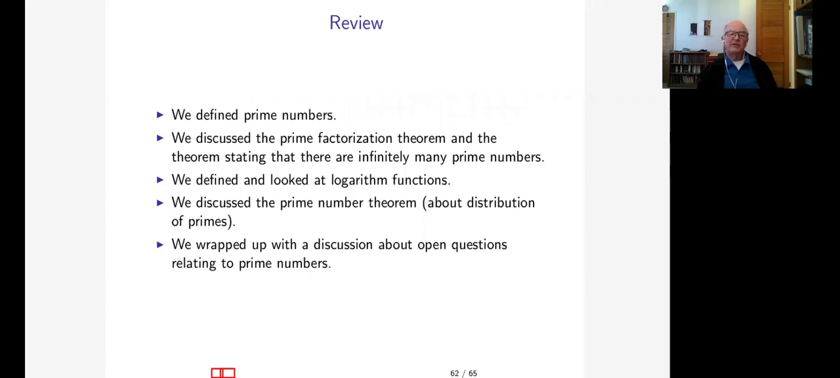So let's review what we did. We defined prime numbers, which was quite simple. Then we talked about the prime factorization theorem and about the fact that there are infinitely many primes. Then we looked at the logarithm function, and then we discussed this prime number theorem. We stated it and discussed it, about the distribution of primes. And we wrapped up with a discussion about the theorem and open questions.